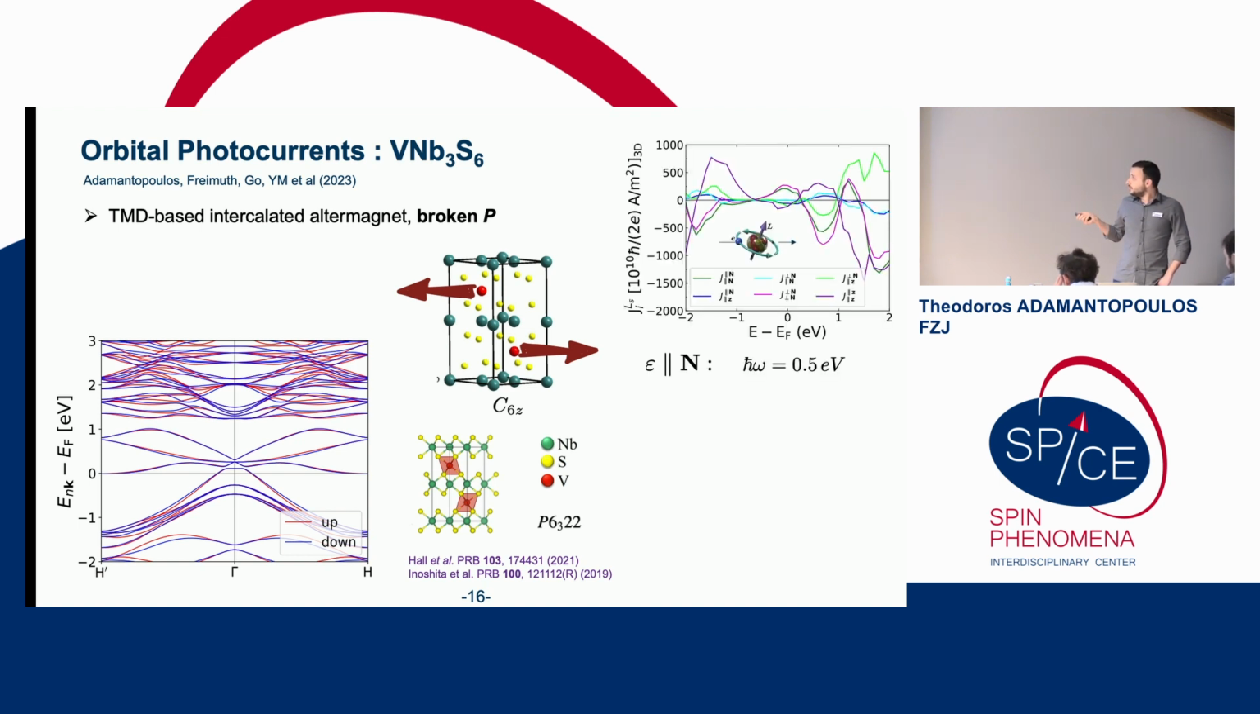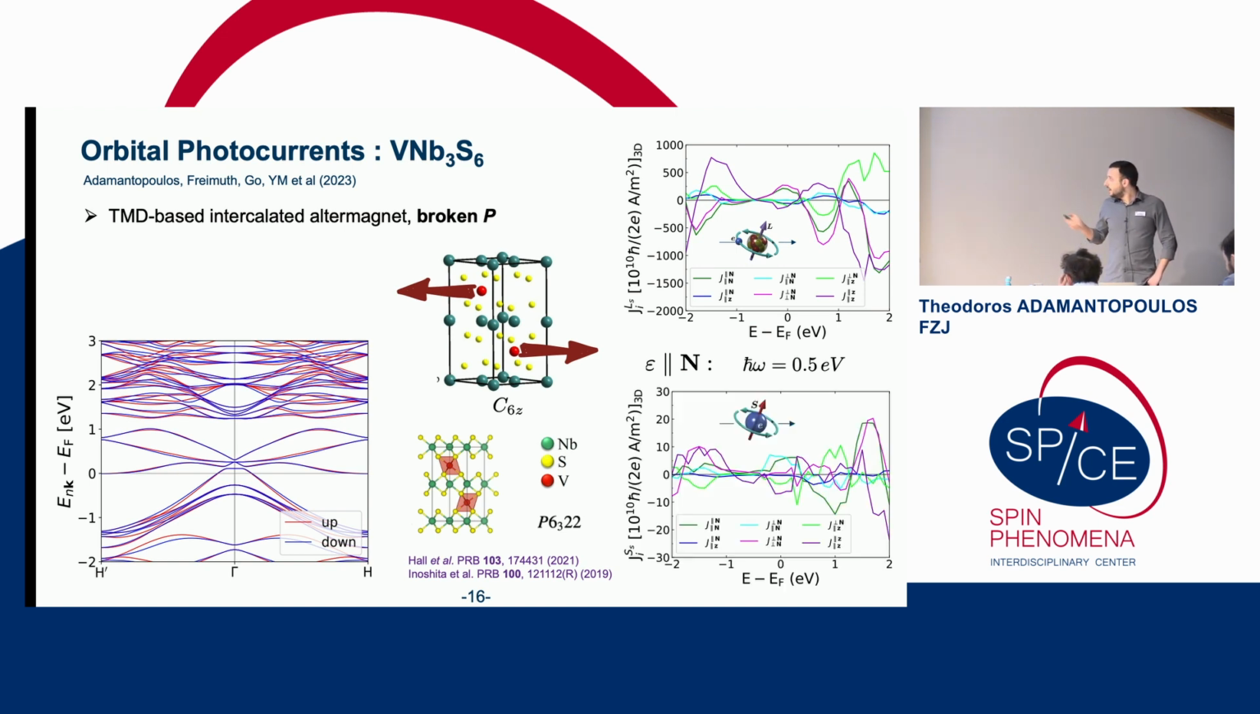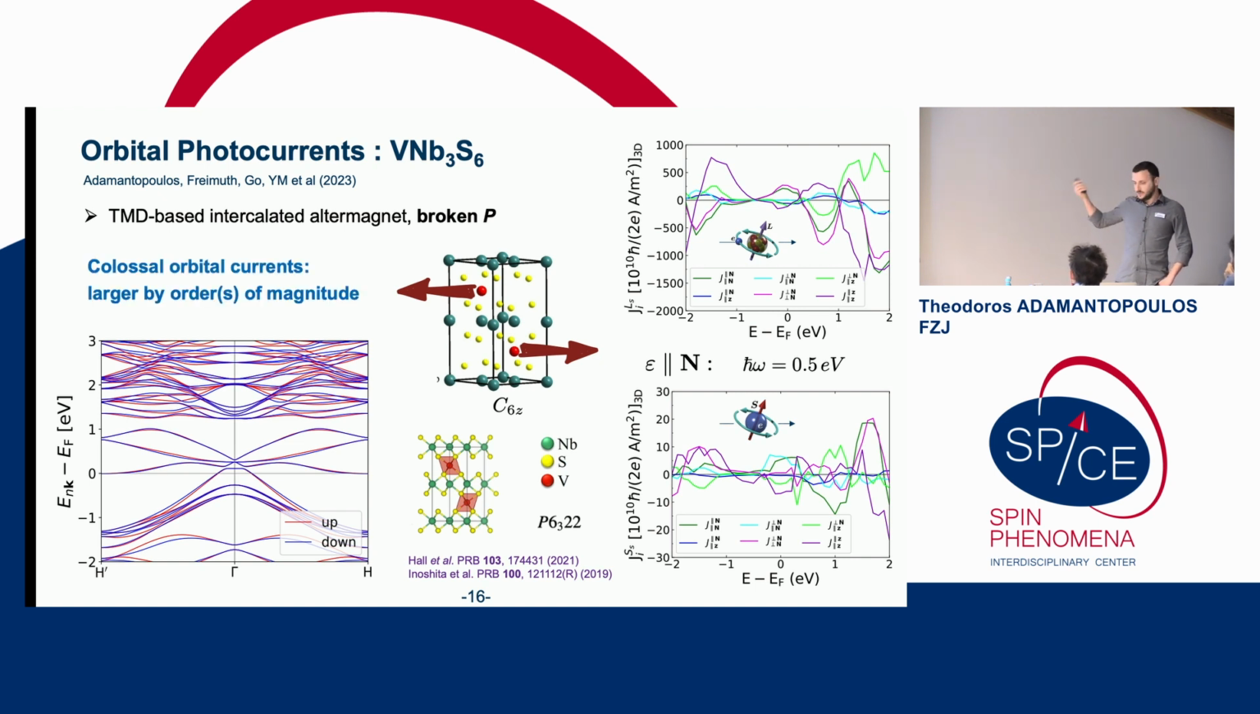We calculate the orbital photocurrents in this material, and surprisingly, they are very, very large. They are one order larger than the spin photocurrents in manganese gold, and they are also two orders of magnitude larger than the spin photocurrents in this same material. In fact, we see here again how important the breaking of the inversion symmetry is in order to boost the orbital photocurrents.